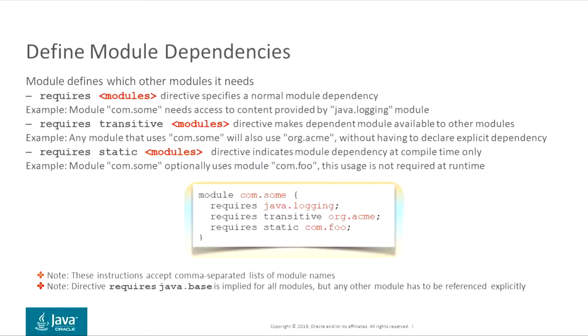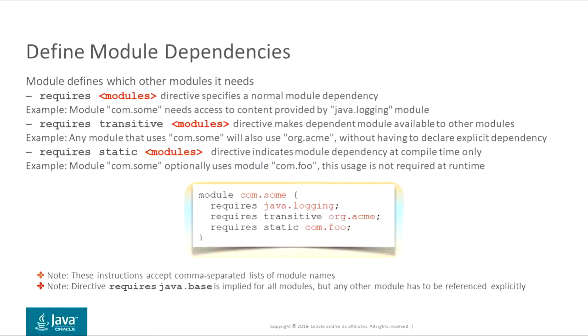There's a slight variation in the way in which you can require another module. The requires transitive directive makes the dependent module available to other modules. So the com.sum module requires transitive org.acme, which means whoever needs com.sum will implicitly require org.acme as well. So you describe in the dependency that those who use this module will implicitly have it. They wouldn't have to explicitly declare it.